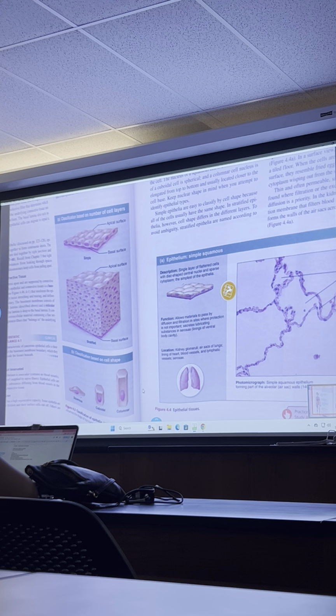And we've looked at this. If you're not sure if it's columnar or cuboidal, check out where the nucleus is. Cuboidal should be more towards the center, and the columnar should be more towards the bottom. They're not perfect here, but that's what they are. And the nucleus here in the squamous one is like your fried egg look.